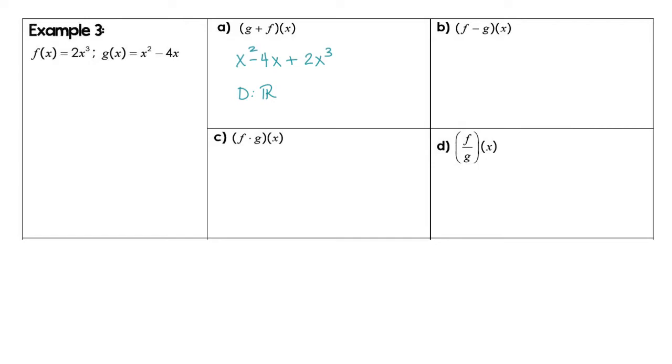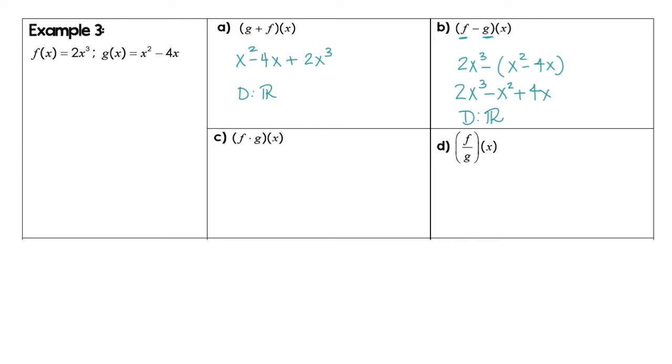Our next problem, we need to subtract this, and now the order is going to be important. It is f of x minus g of x, so f of x is 2x cubed minus our g of x, which is x squared minus 4x. Again, we can distribute that negative, and it doesn't look like we're going to have any terms to combine. And their domain, again, for this polynomial will be all real numbers.